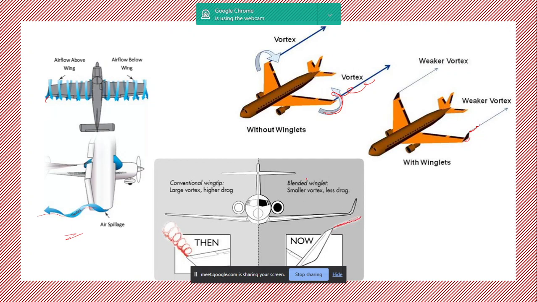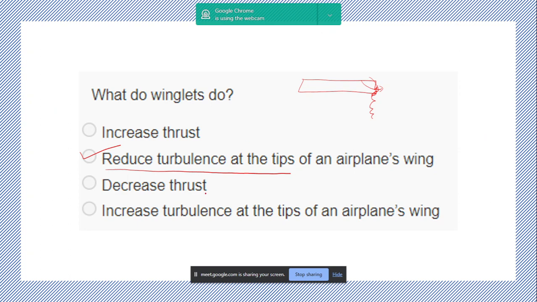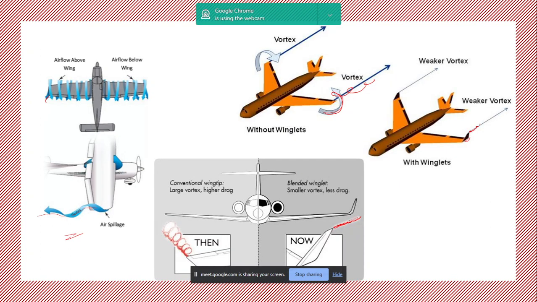So your amplitude of turbulence, amplitude of disturbance, all of them are reduced. The vortices are smaller, and the interference drag is reduced. Okay, so that is the purpose. It reduces the turbulence at the tips and reduces the interference drag. That is why we have the winglets.